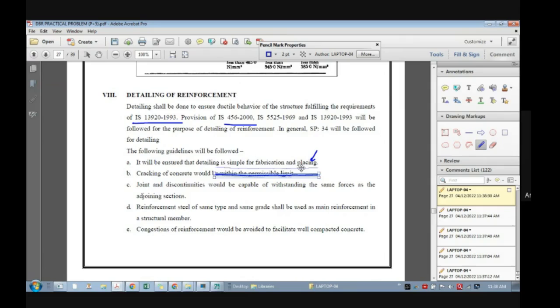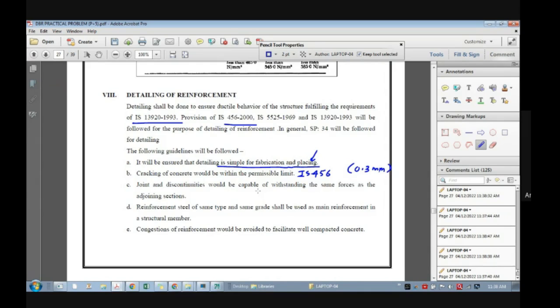This is taken care of by IS 456. Whenever you design, it will be automatically taken care of. What is the permissible crack width in IS 456? 0.3 mm.